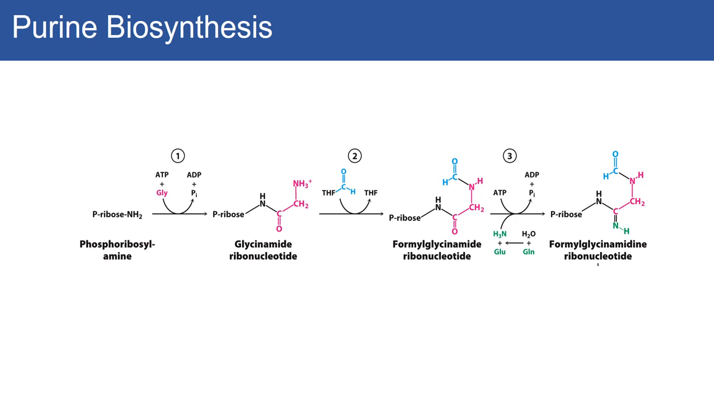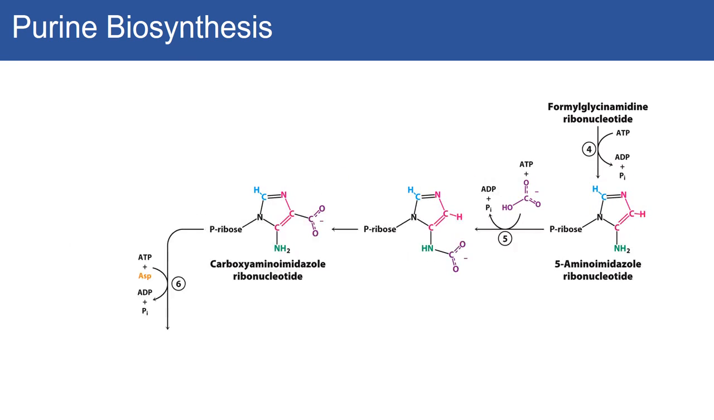Step 3, the amide group is phosphorylated and converted into an amidine by the addition of an ammonia derived from a glutamine that is going to be part of the reaction. So in that step, in step 3, we end up with the formyl glycinamidine ribonucleotide. Apologize for the spelling, the pronunciation. We almost have a ring structure at this point.